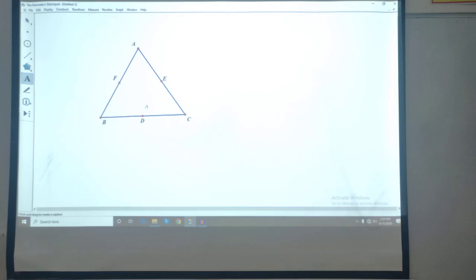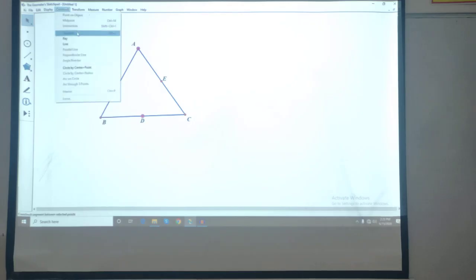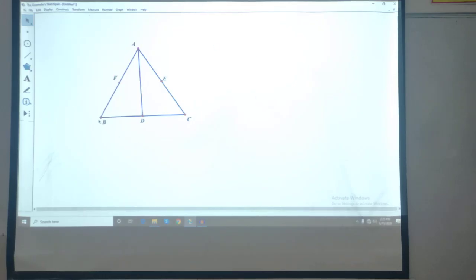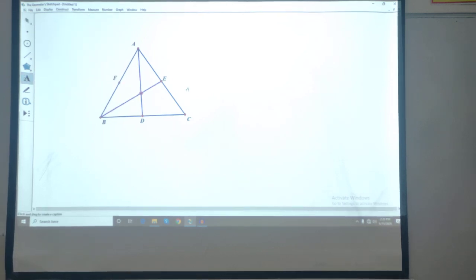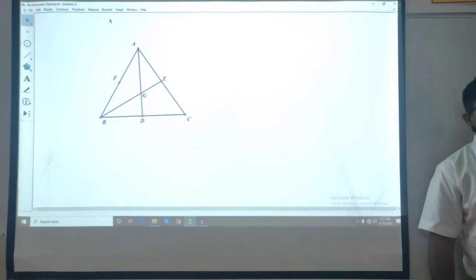If I join AD, it is one of the medians. Go to construct and just join AD. If I join BE, it is another median. Their point of intersection is called the centroid. If I select these two lines and take their point of intersection, we get another point, and let us name it G. So now in triangle ABC, D, E, F are the midpoints, and AD and BE are the medians.